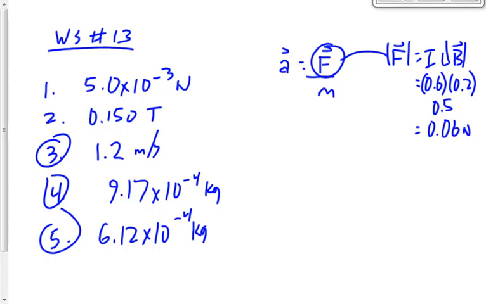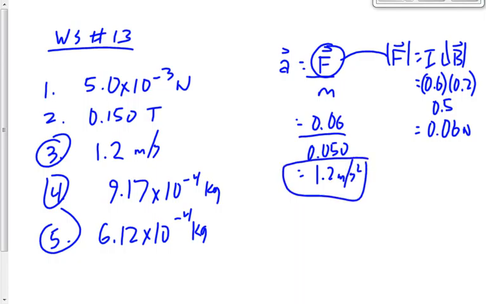0.06 newtons. We're going to take that value of 0.06 newtons and divide it by the mass of 0.050 kilograms, and we end up getting 1.2 meters per second squared. Remember, convert it to kilograms, convert it to meters, and whenever you're asked to find acceleration, let's use F is equal to m times a.